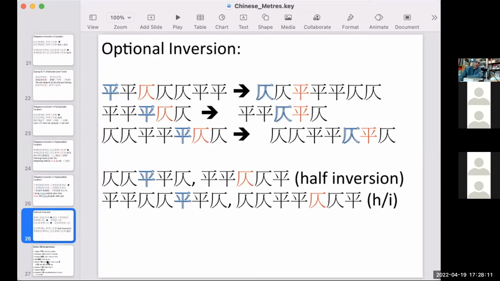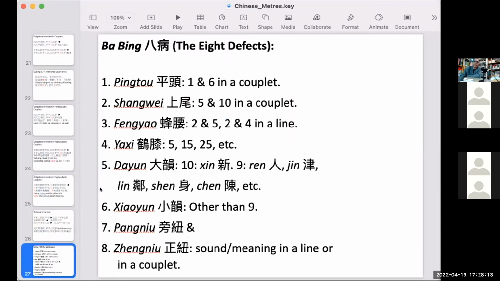There are other things called defects in the poem that poets usually try to avoid, but they don't really stick to these rules, because we can still find some of these defects in the Tang dynasty, like Li Bai and Du Fu in their poetry.